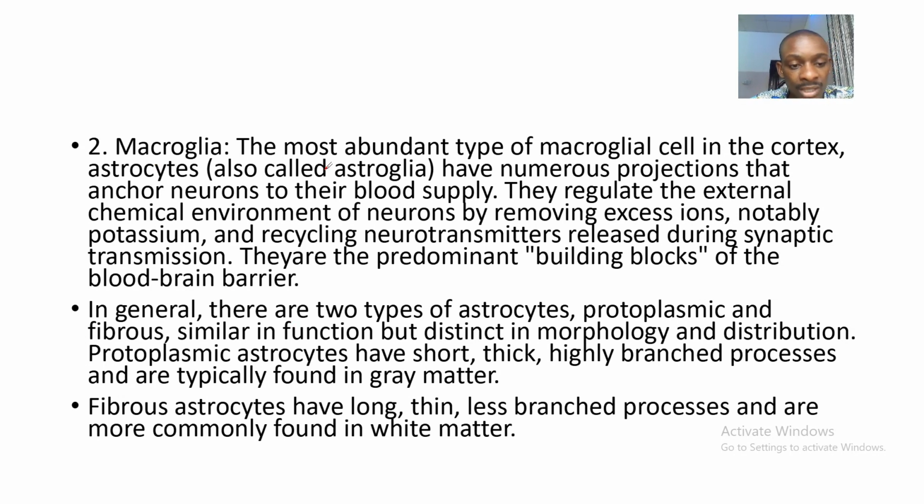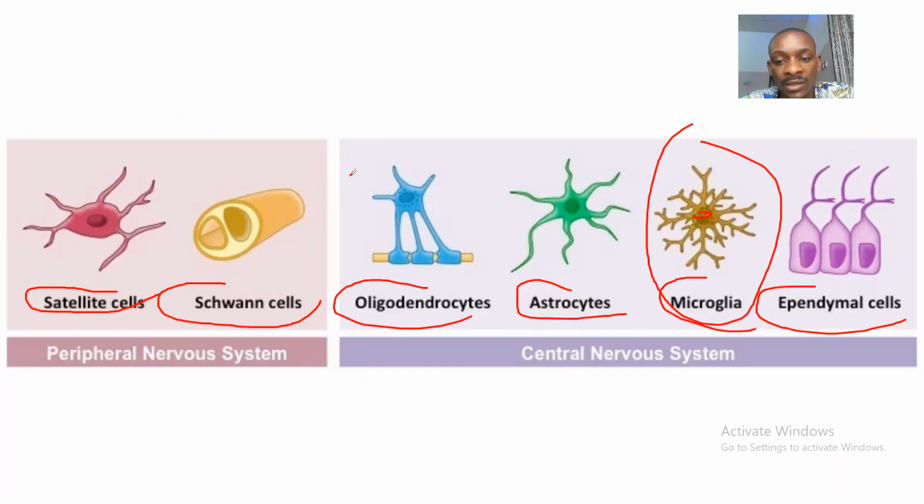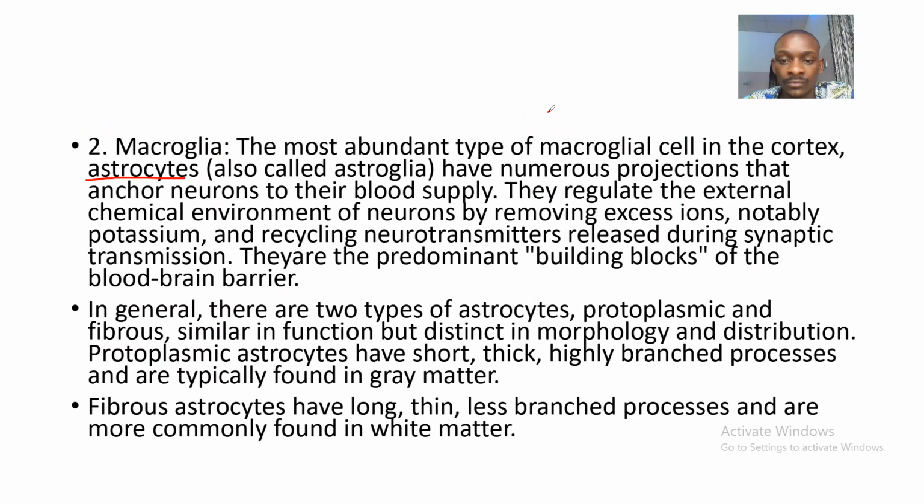Okay, then how about the macroglia? We said that the most abundant type of macroglia cell in the cortex is the astrocyte, also known as the astroglia. Now, the astrocyte has a star shape. The astrocytes have numerous projections that anchor neurons to their blood supply. Okay, they regulate the external chemical environment of neurons by removing excess ions, notably potassium, and recycling neurotransmitters released during synaptic transmission. Now, they are predominantly building blocks of the blood-brain barrier too.